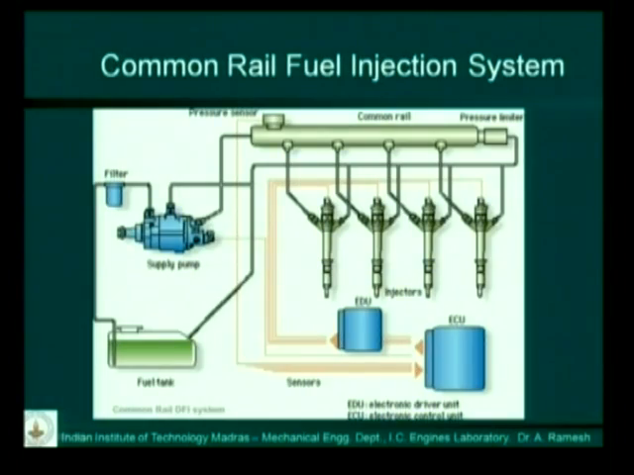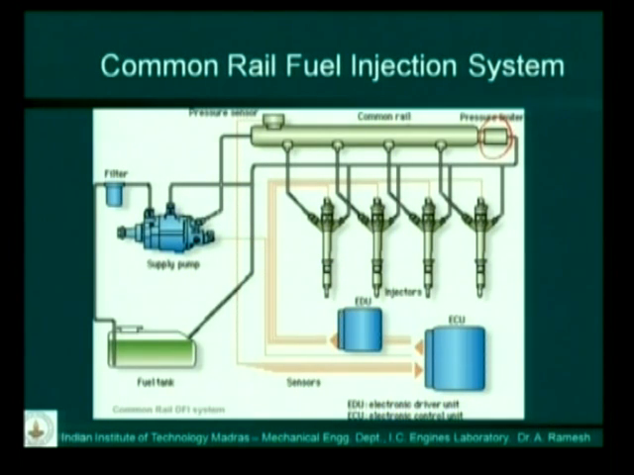So you have a fuel tank and a supply pump. The supply pump takes the fuel from the tank and pressurizes it to very high levels. This is the one which pressurizes to 1500 bar. This high pressure fuel is led into the common rail. The common rail is a long tube, and you push the fuel into it at 1500 bar or 2000 bar, and there is a pressure limiter here. This pressure limiter sees to it that the pressure in the rail is maintained. If you pump too much fuel, it drains off the fuel.